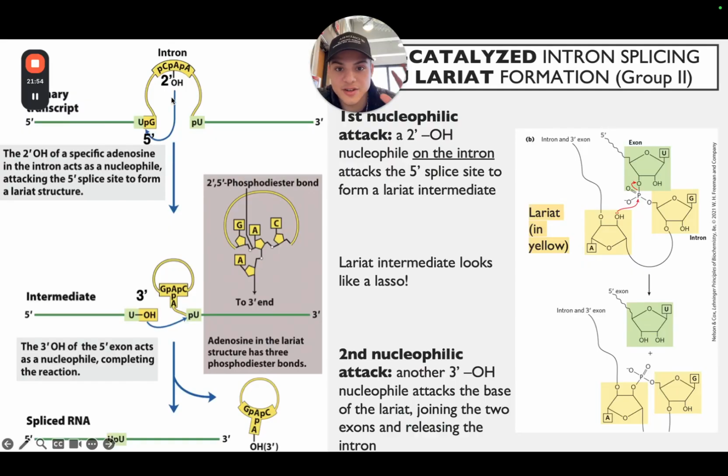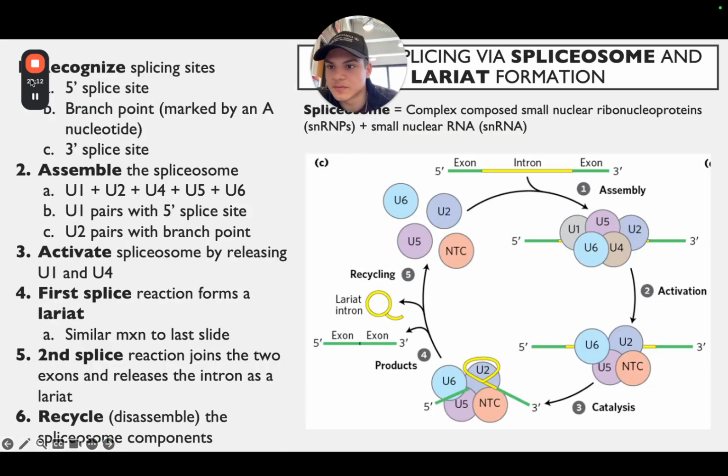In group 1, it's external, as you can see here. In group 2, it's internal. So just keep that subtle difference in mind, and know specifically which one makes a 2', or know which carbon the hydroxyl group is found on. Yeah, I think that's everything for that side.